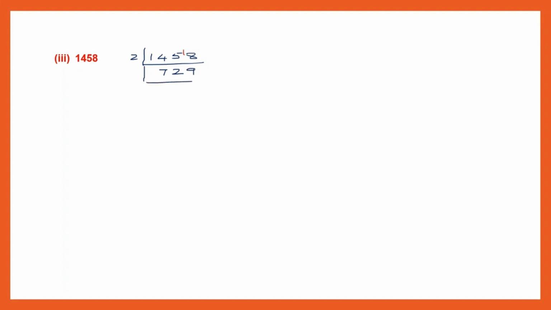Now, how do we know that this number is divisible by 3? Remember the test of divisibility by 3. We have to add up these digits. Let's do it separately here: 7 plus 2 plus 9. 7 plus 2 is 9. 9 plus 9 is 18. 18 is divisible by 3. That means 729 is divisible by 3. So this is the test for 3. So we can use 3 here.